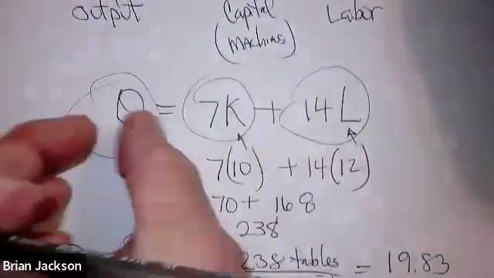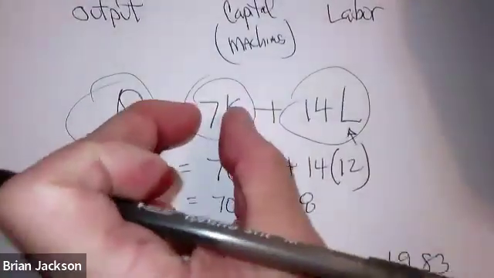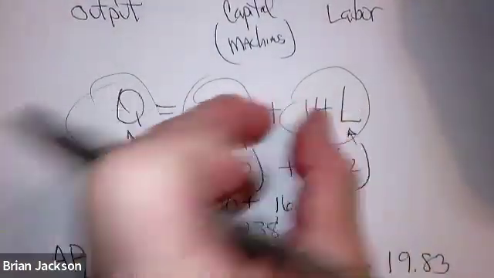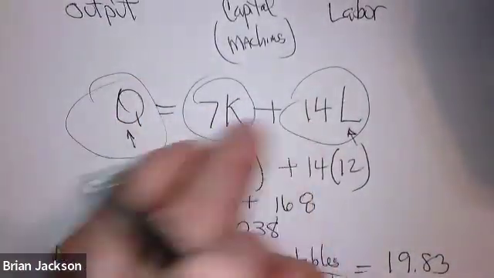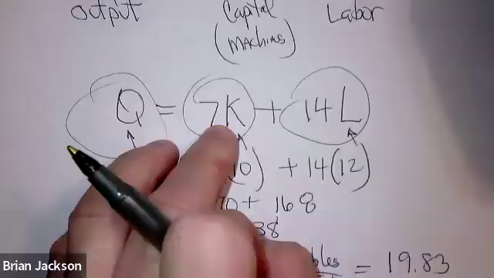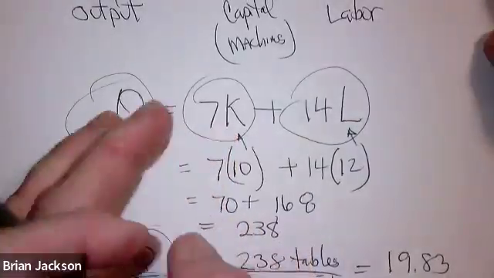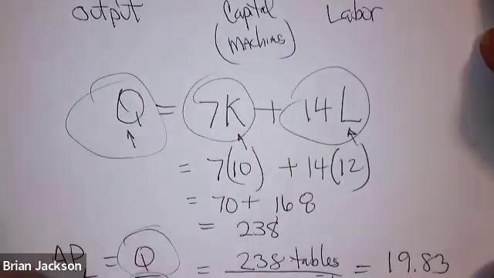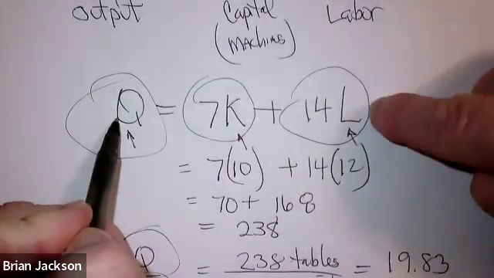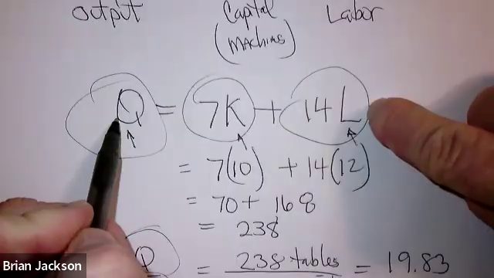Okay, so you have a function here, the output function. It's a function of two types of inputs, capital and labor. So if you're going to find the derivative of Q with respect to L, you're going to treat K, capital, as a constant. You're going to hold constant the number of machines for a little bit, and you're going to see how output changes with labor. That's what a marginal is.